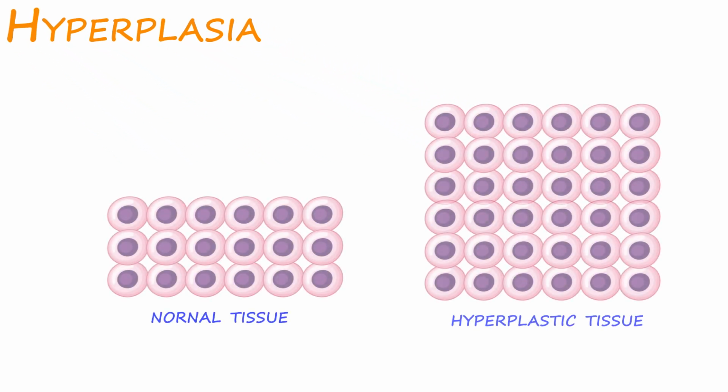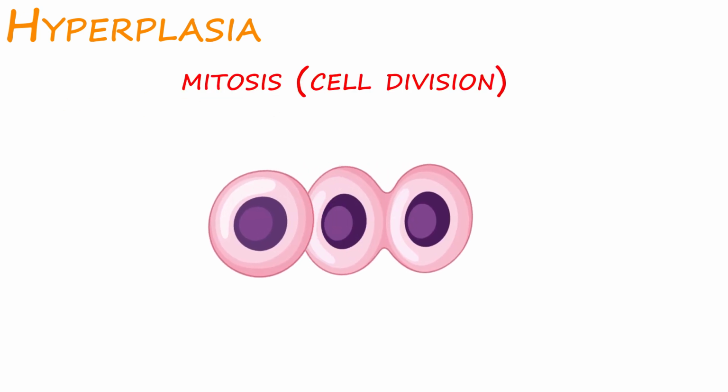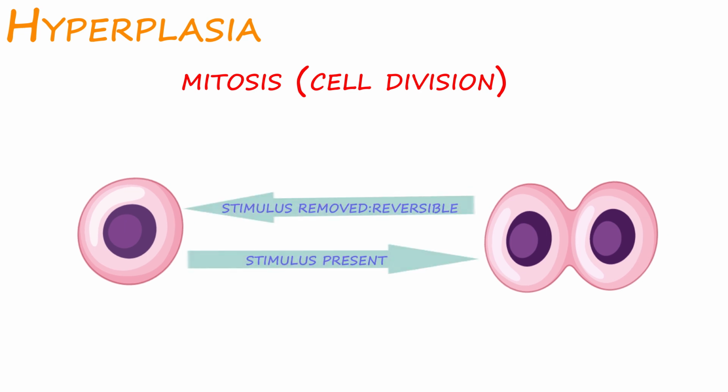Hyperplasia is an increase in the number of cells in an organ or tissue. This growth adaptation occurs through increased cell division, specifically mitosis, in response to specific stimuli. During mitosis, a parent cell divides into two identical daughter cells. Unlike cancer, hyperplastic growth is controlled and reversible when the stimulus is removed.